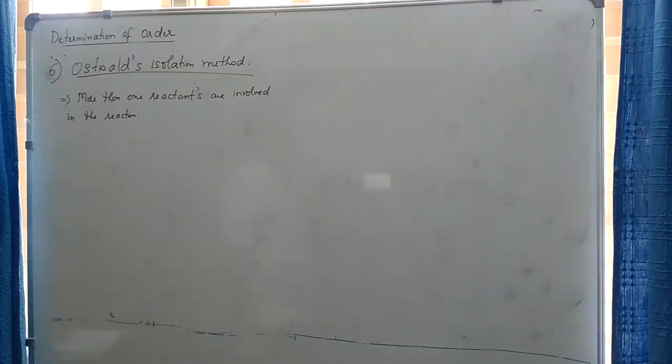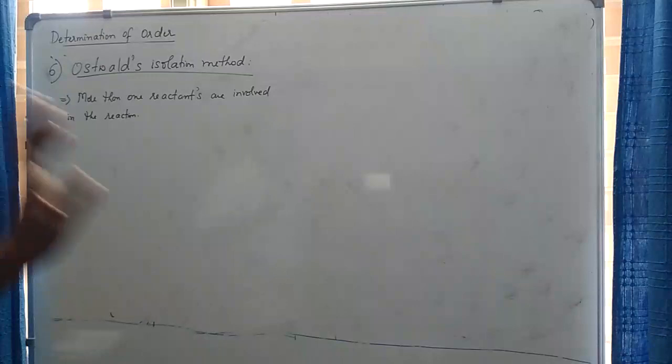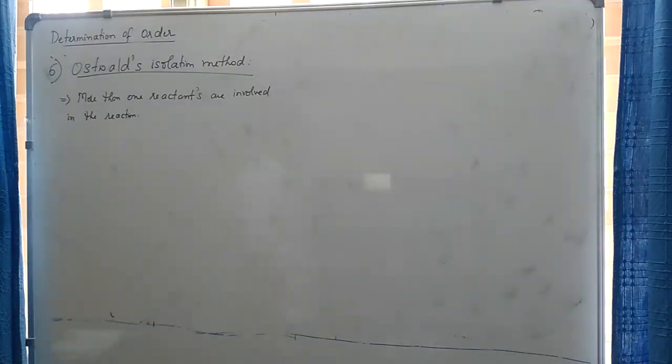You can have A plus B plus C giving product, where there are 3 different types of reactants involved in the reaction. So the first 5 methods that we discussed will not be applicable if there are more than one type of reactants. So in such case we have to make some modifications to those methods, and that modification was suggested by Ostwald, which is called Ostwald's isolation method. So what is this isolation method? Let us try to understand.